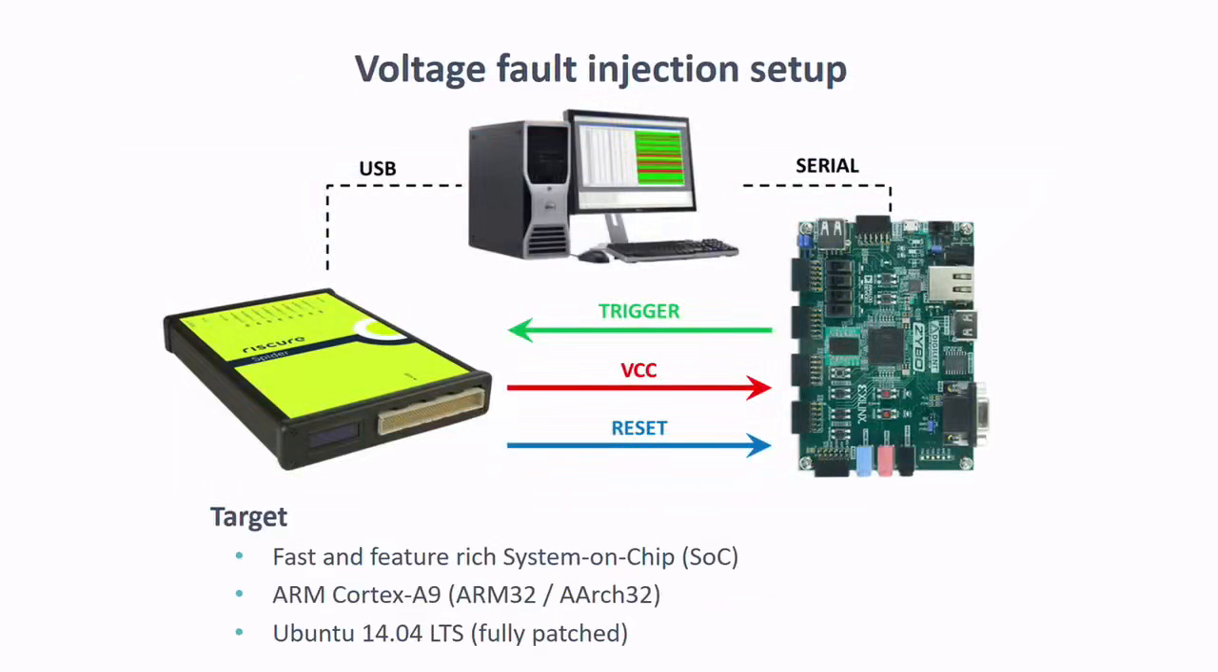So in order to do fault injection, you need a setup. Like I said already, we are performing voltage fault injection. This is a simplified version of the setup we use. We have a workstation that communicates with a glitcher, the yellow box here. And it communicates via serial interface with our target. Our target in this case is a Xilinx board that houses a fast and feature-rich system on chip. Inside this system on chip there's an ARM Cortex-A9 subsystem, which is executing our operating system. In this case this is Ubuntu.